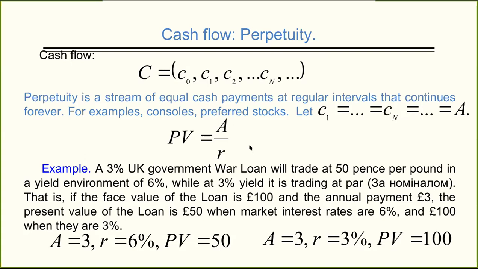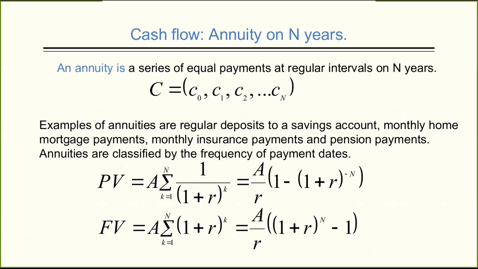You see. And the next, annuity on n years. What is the difference? The difference is that this series of payments finishes only at n: C0, C1, C2, and the last payment is Cn. And how can we find the present value in this case?